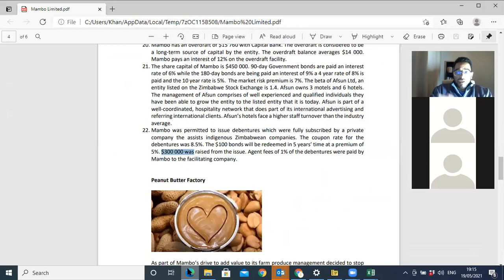They say Mambo was permitted to issue debentures which were fully subscribed by a private company that assists indigenous Zimbabwean companies. The coupon rate for the debentures was 8.5%. The coupon rate is not your market rate. Very important. You must distinguish between the coupon rate and the market rate. The coupon rate is the rate that is agreed upon between you and the lender, whatever is in a loan contract, or in this case, the debenture contract.